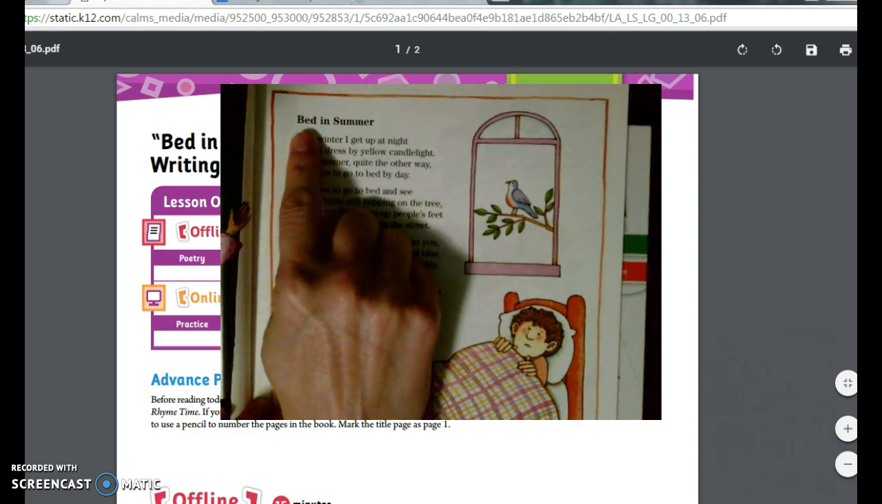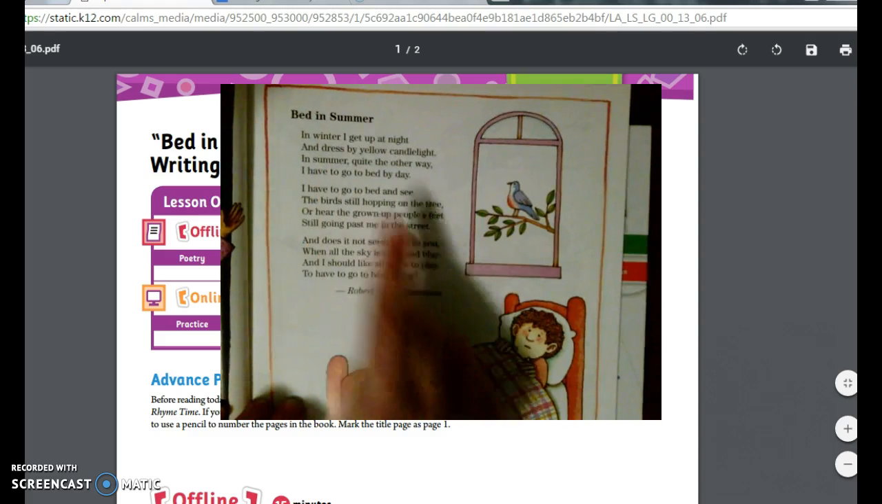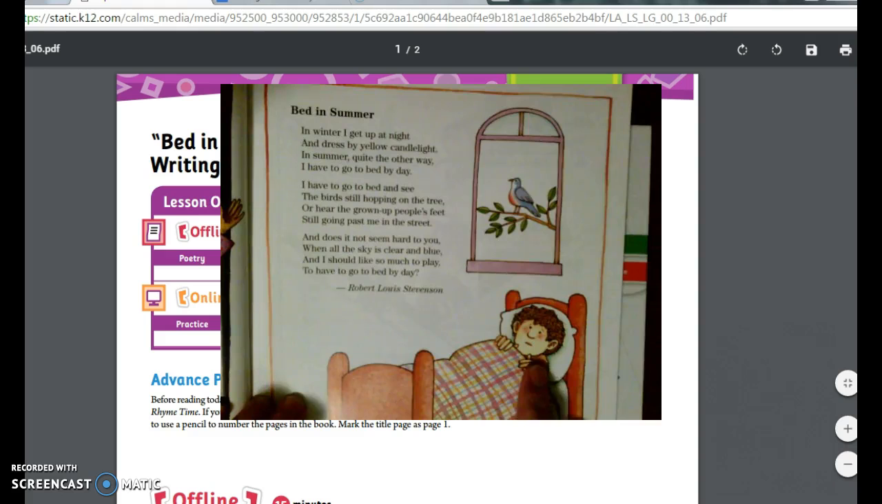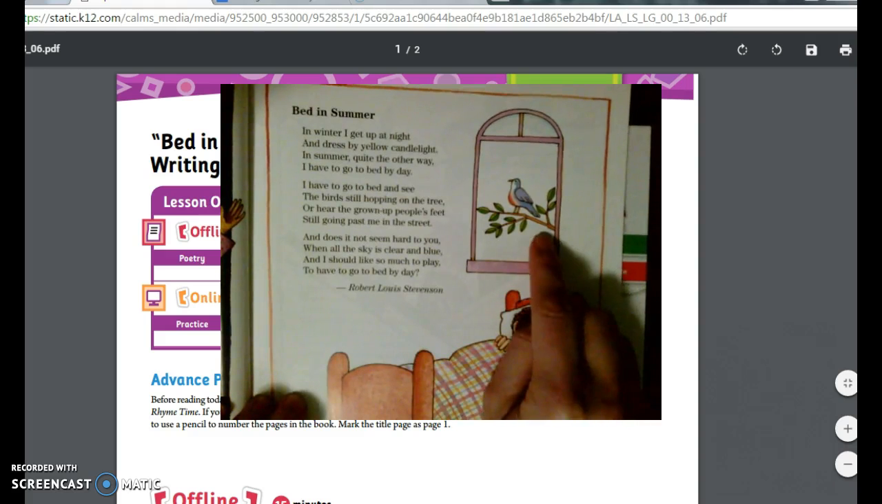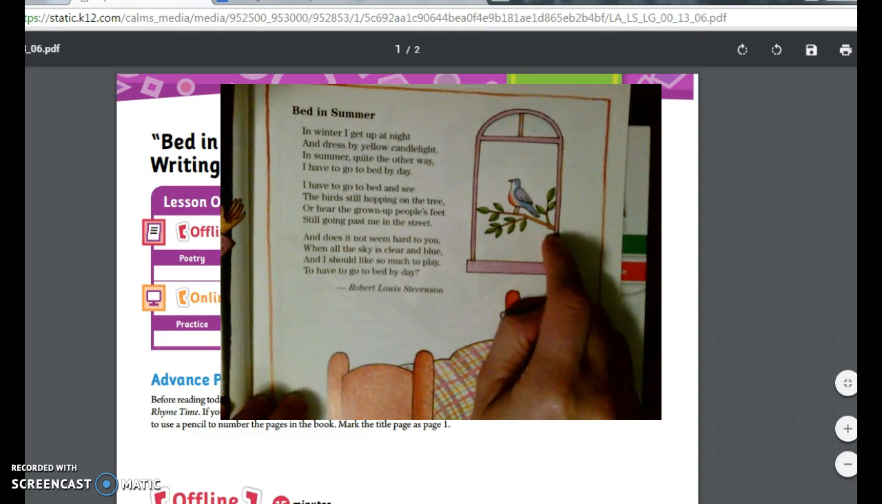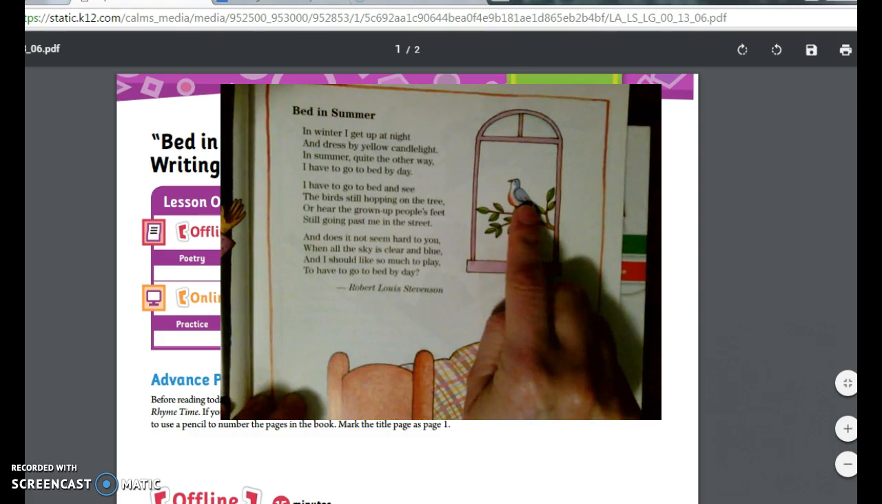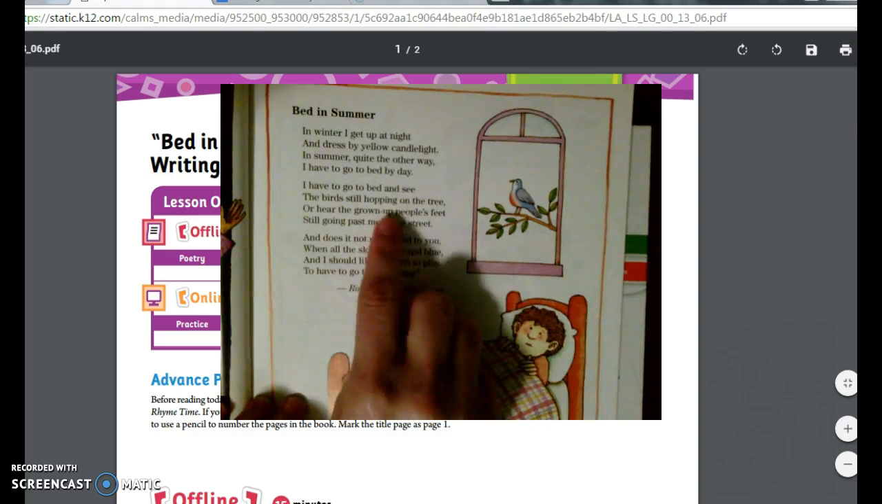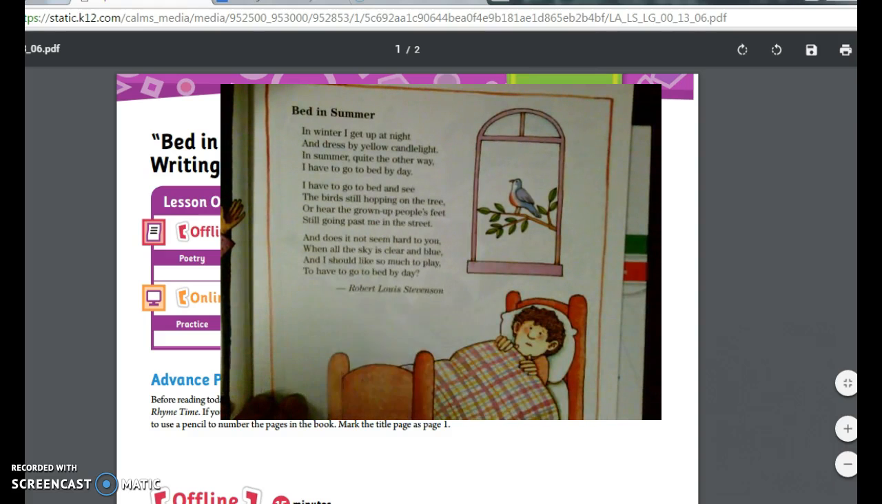The title is Bed in Summer. I'd like for you to look at the picture, and you can see here there's a little boy lying in his bed. Out his window you see a tree branch with a bird sitting on that branch. So we're going to see if the illustration, or the picture, matches the poem.